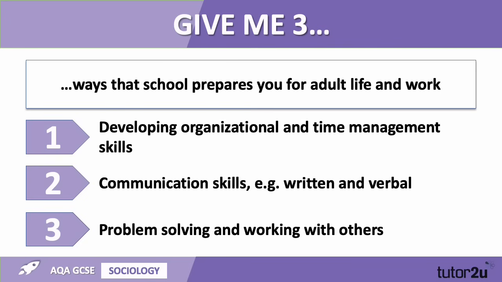Okay, how did you get on? Let's have a look at the answers, and if you got them right, well done. So 3 ways schools prepares you for adult life and work. So it develops that organisational and time management skills that are so important. It improves your communication skills, so written and verbal, for example, and problem solving and working with others are all things that you do which are going to be useful when you are entering the world of work.